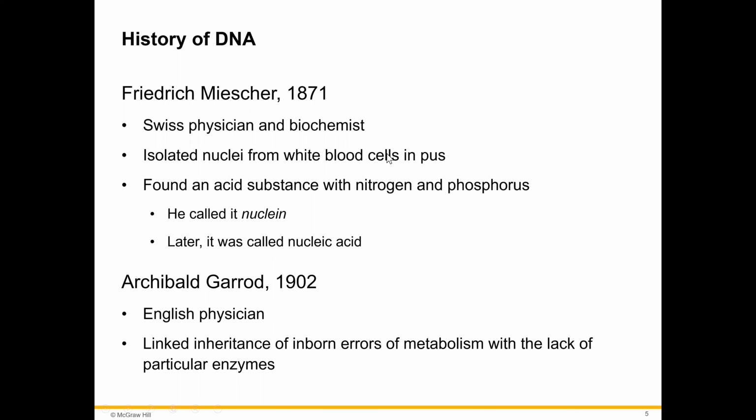History of DNA. Frederick Miescher, in 1871, was a Swiss physician and biochemist. He isolated nuclei from white blood cells in pus and found an acid substance that contained nitrogen and phosphorus. He called it nuclein, and later it was called nucleic acid.